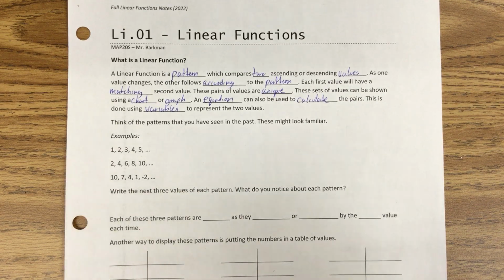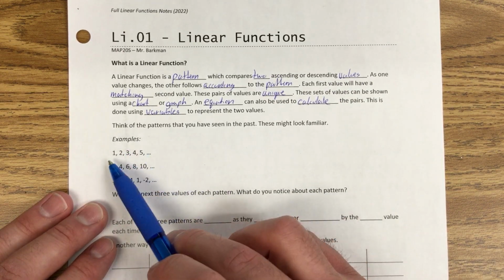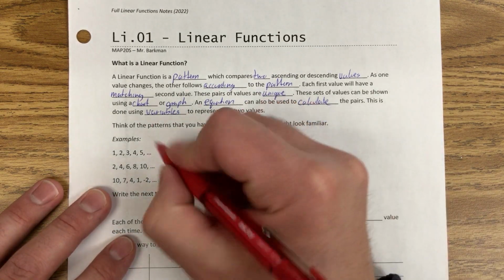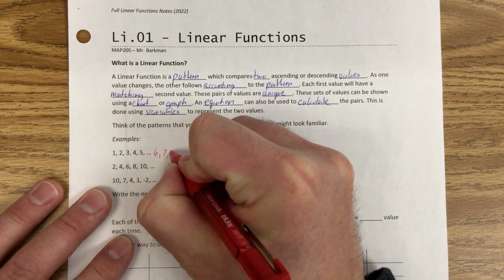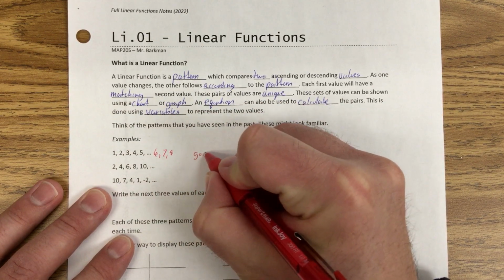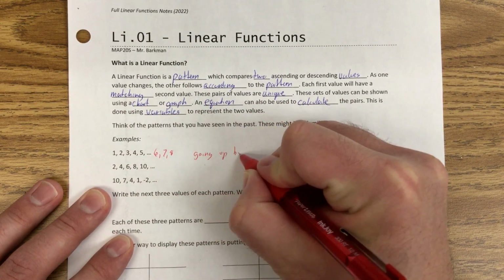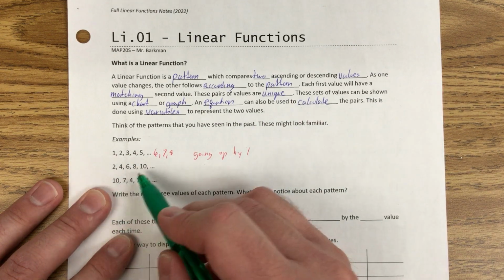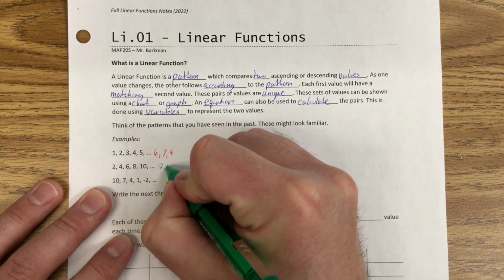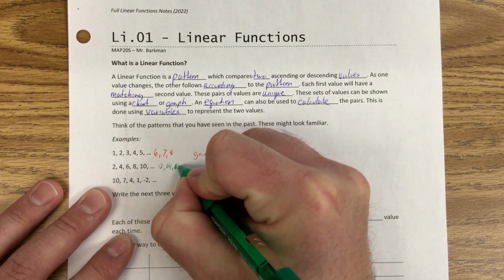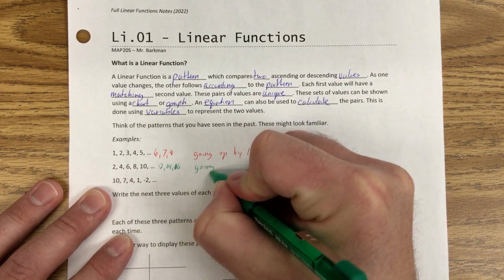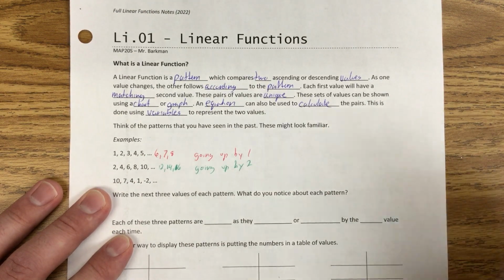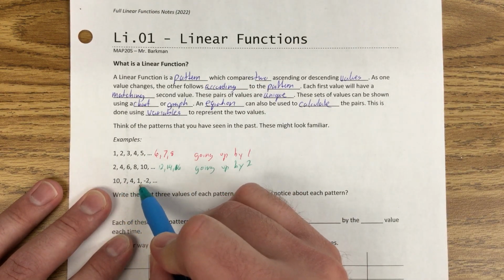Okay, so we're going to take a look at a couple of these patterns here. Here's one: 1, 2, 3, 4, 5. Can we come up with the next ones? Well, we know this is 6, 7, 8. We're going up by 1 each time. If we take a look at the next one, 2, 4, 6, 8, 10, we have 12, 14, 16. And we're going up by 2s.